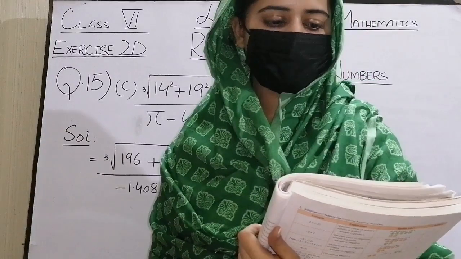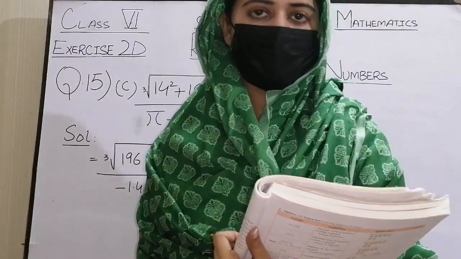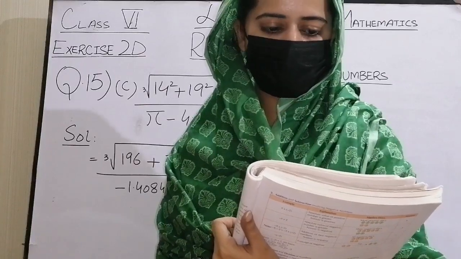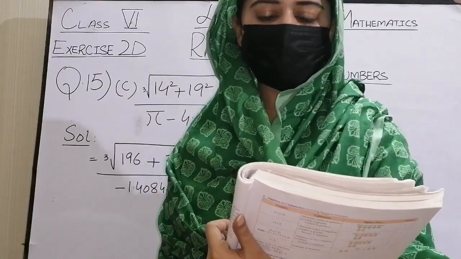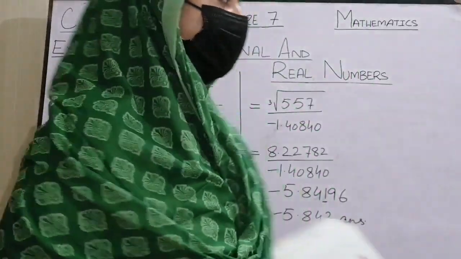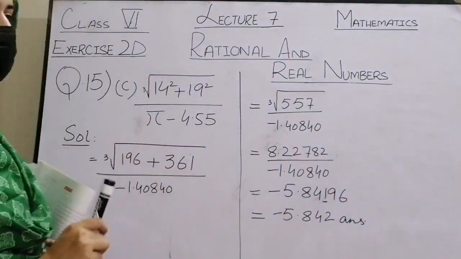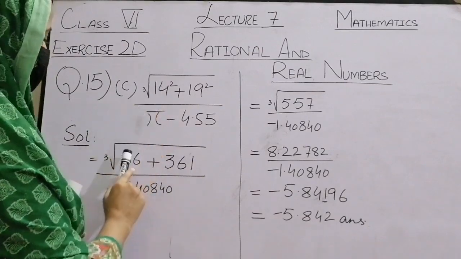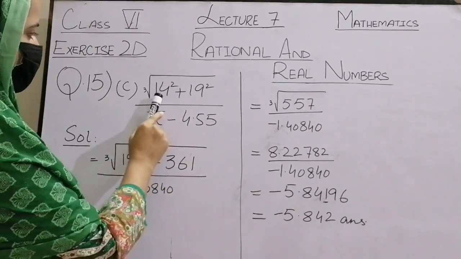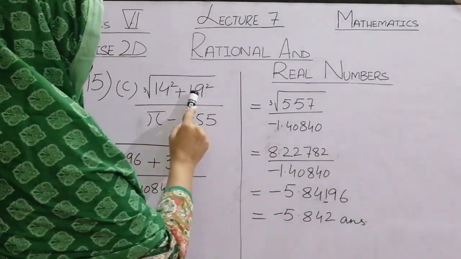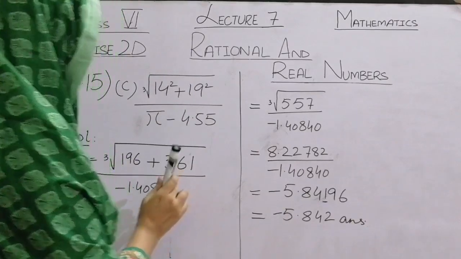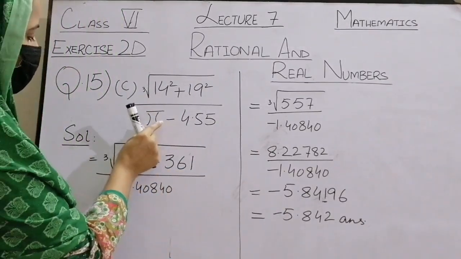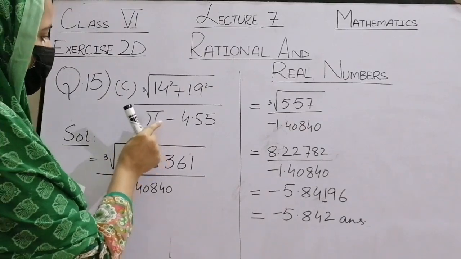We are going to start question number 15. It says, use a calculator to evaluate each of the following, leaving your answer correct to 3 decimal places. I am doing part C here. You can use calculator in this question. 14 square is 196. Calculate this from your calculator. 19 square is 361. Pi is already written on your calculators. You have to make that pi symbol on your calculator.